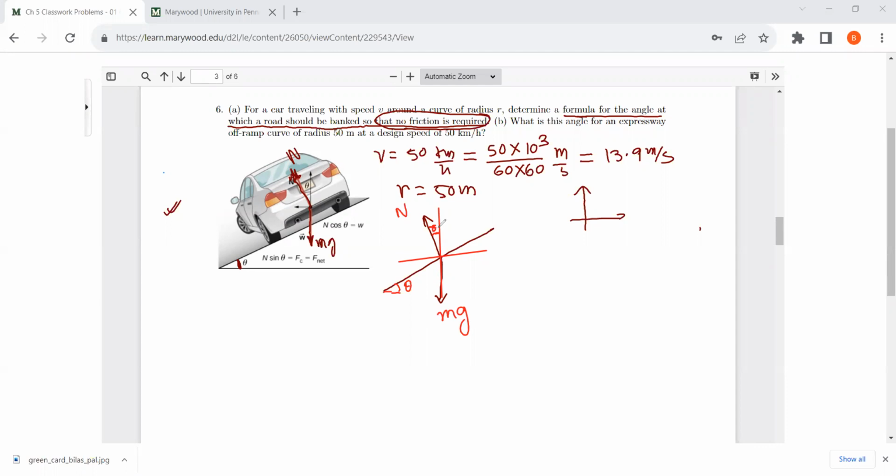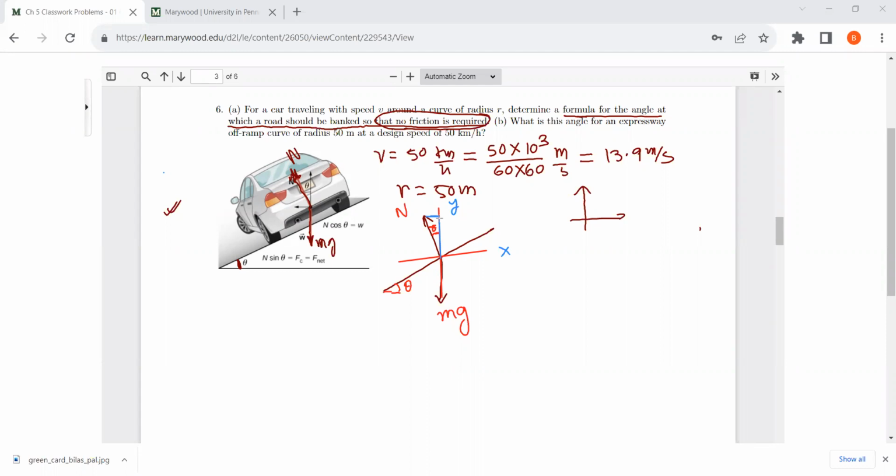Now what you see here is that the x-axis is this one and the y-axis is this one, right? So mg is in the negative y direction. That's good, so we don't need to break it. But the normal force is neither along the x-axis nor along the y-axis, so we have to break it. If you break it, you get these two components.